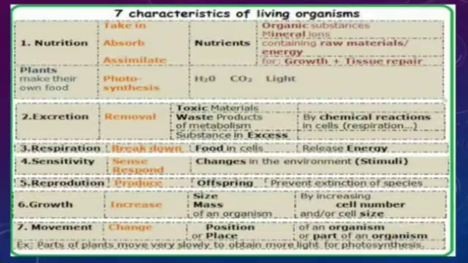Only a part of it is utilized by the body, and the rest has to be removed by the body as waste. Our body also produces some waste in other life processes. So the process of getting rid of this waste by the living organism is known as excretion. Some toxic materials, some waste products like urine and sweat, and excess substances are removed. Also, by chemical reactions in the cell or respiration, carbon dioxide and so on.